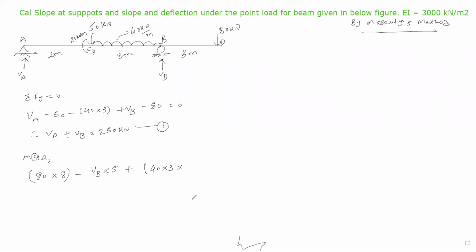Okay, sorry. 40 into 3 into 3.5. Yes or no? Is it okay? 40 into 3 into 3.5 plus 15 into 2 minus 20, that is equal to 0. Please give me the value of VB. What is the value of VB?